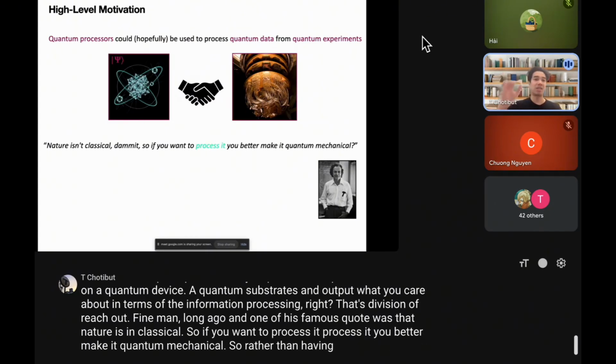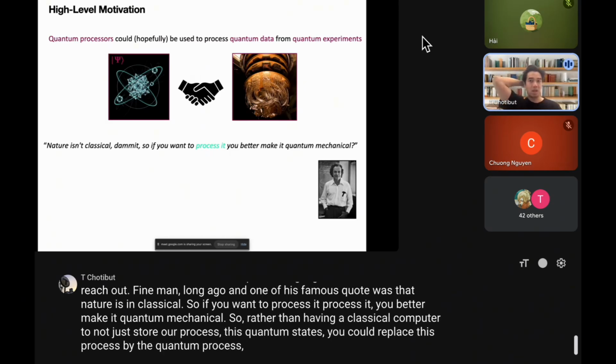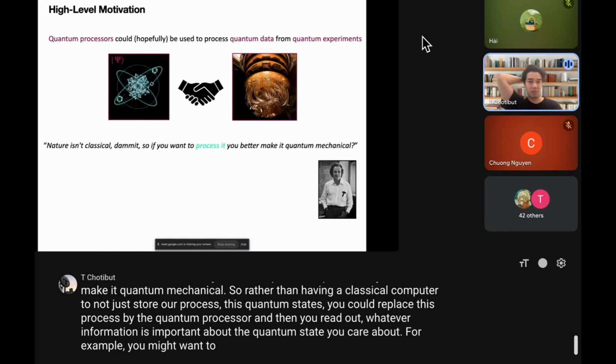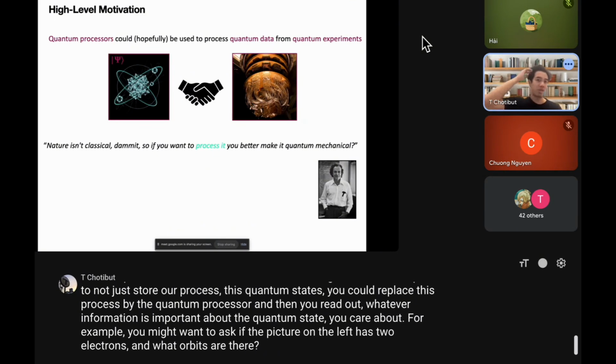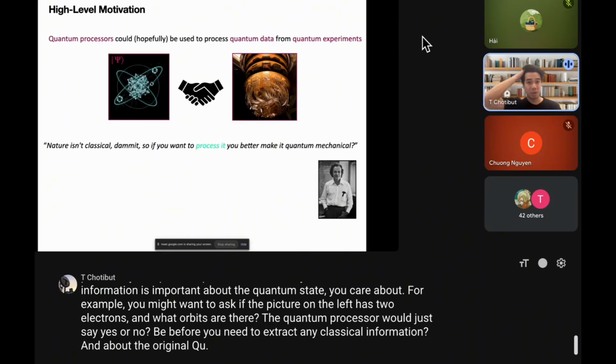So rather than having a classical computer to not just store but process these quantum states, you could replace this processor by a quantum processor, and then you read out whatever information is important about the quantum state you care about. For example, you might want to ask if the picture on the left has 2 electrons and what orbits are there. The quantum processor will just say yes or no before you need to extract any classical information about the original quantum states out.